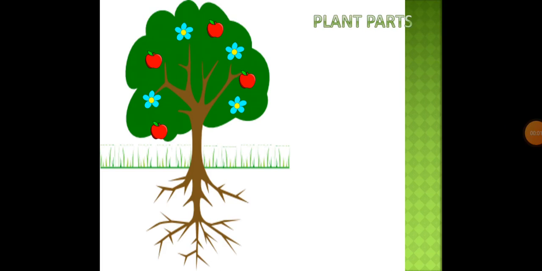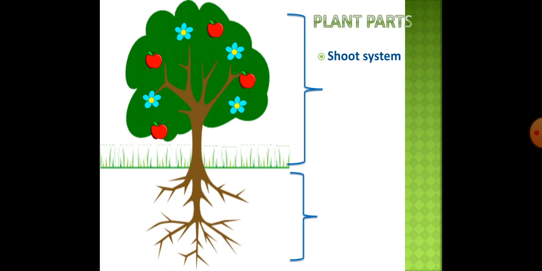Now we will talk about plant parts. Students, as you can see, a tree is mentioned here. This is the type of plants. Now, any plants would have two major segments. So, one segment is shoot system and another is root system.